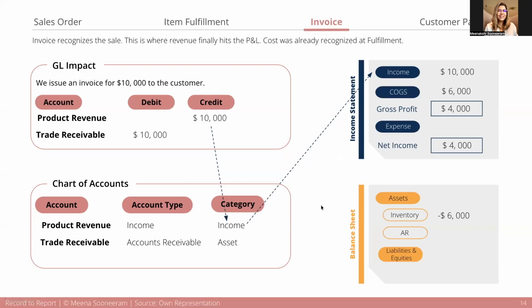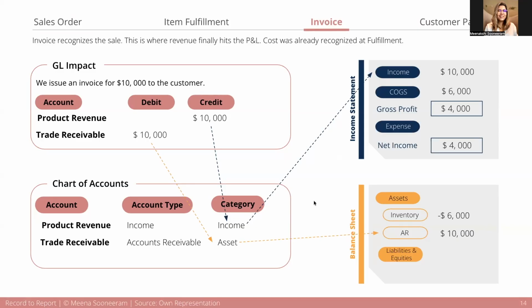And if we look at our balance sheet, we have the 6,000 of inventory that we have sold. And we have 10,000 in our AR because this is what our customer now owes us, compared to AP where we were owing our vendor.